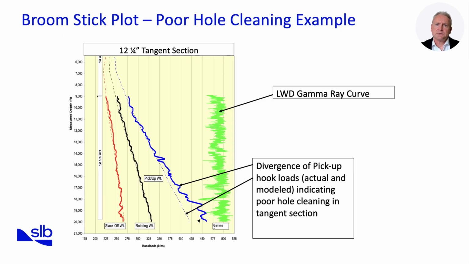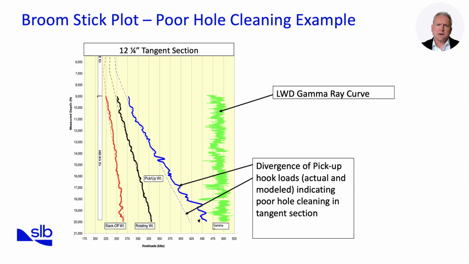Here, we introduce the broomstick plot, which is one of the most effective ways to evaluate torque and drag behavior. The graph plots hook load versus measured depth, giving us 3 main curves: pick-up weight, slack-off weight, and rotating weight. The pick-up weight curve represents the hook load measured while lifting the string. It includes both the string's free weight and drag effects. The slack-off weight curve shows hook load during downward movement, where drag reduces apparent weight.